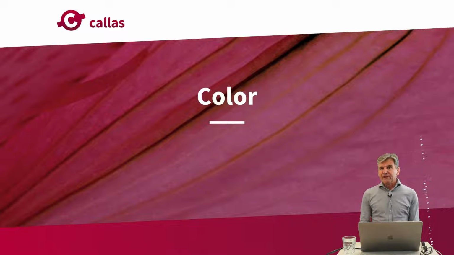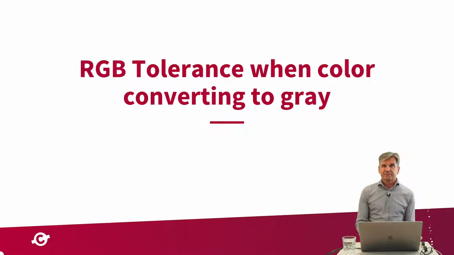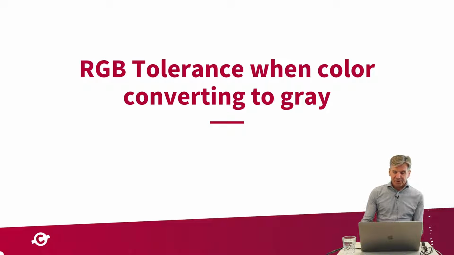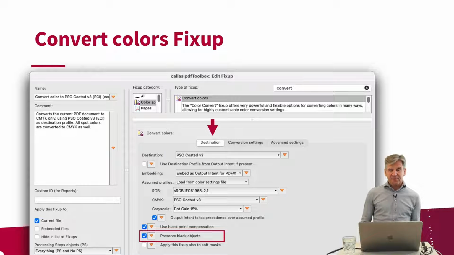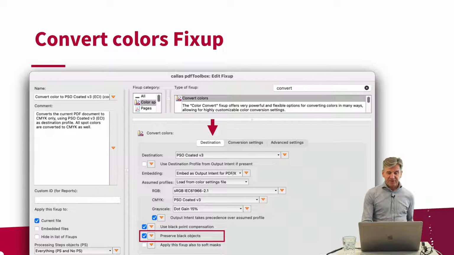So far, fundamentals. Now, the next one is related to color. Yeah, this one is somewhat complicated, so it deserves a little bit of explanation. It's about RGB tolerance when color converting to gray. What does that mean? It is in the convert color fix-up, and there you specify the destination.